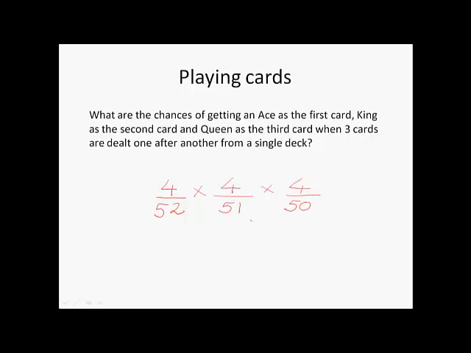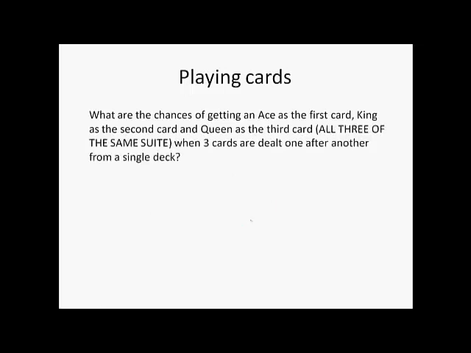Now, a slight variation on this example. What are the chances of getting an ace as the first card, the king as the second card, and the queen as the third card, provided all 3 of the cards have to be from the same suit? So again, I need to calculate the probability of the first being an ace, the second being the king, and the third being the queen.